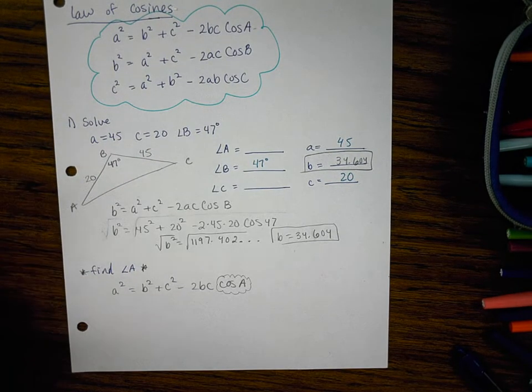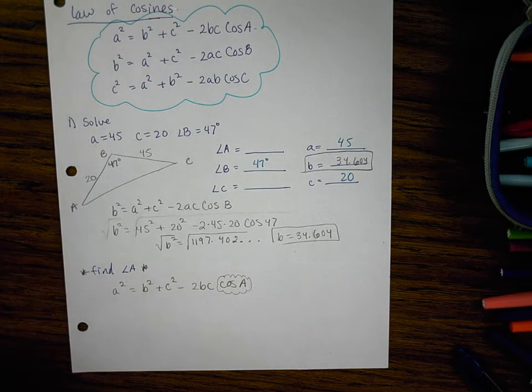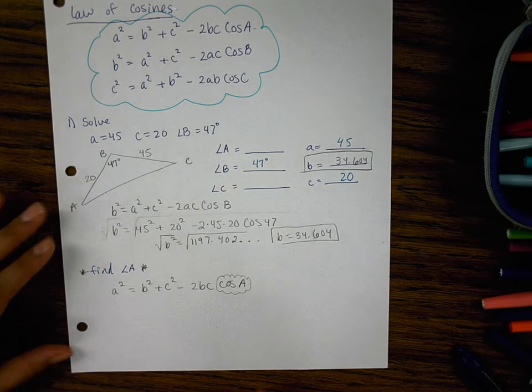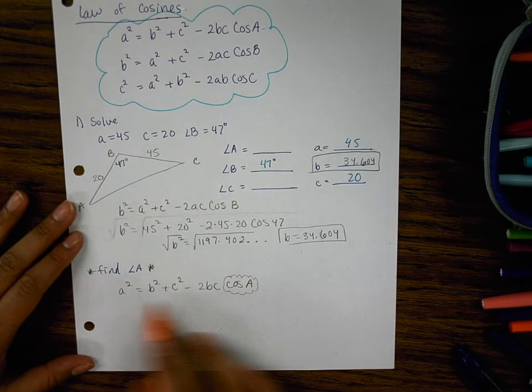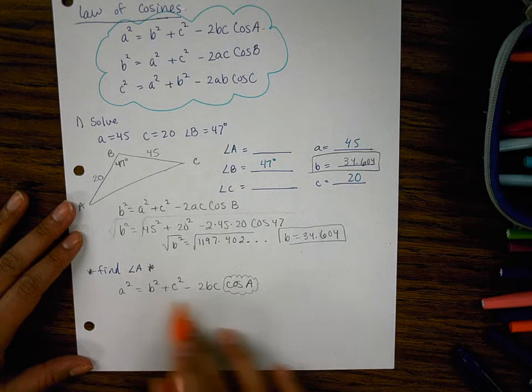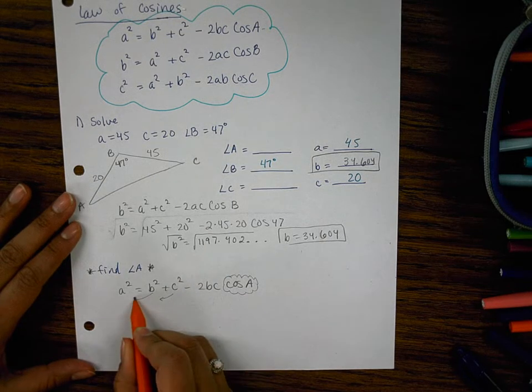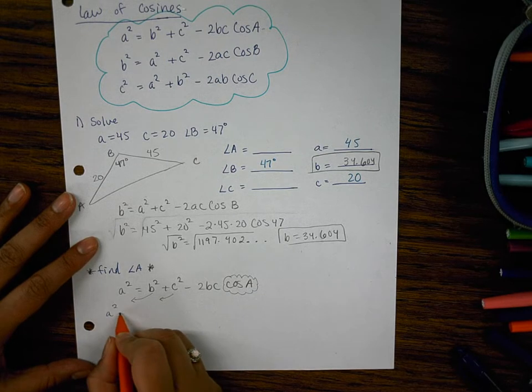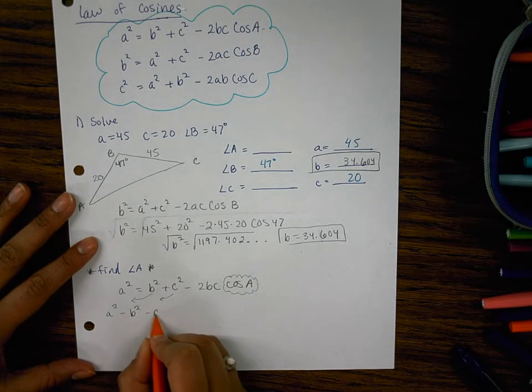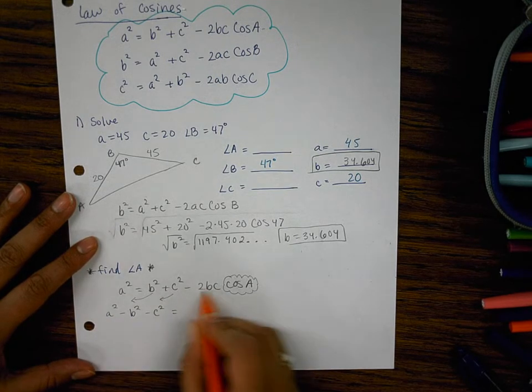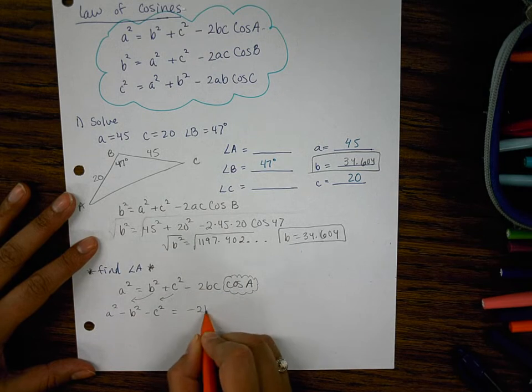And I'm going to try to isolate cosine of angle A. Why? Because I want to get cosine of angle A by itself so I can use my inverse key. It is easier if you get it by itself first, before you plug everything in. You've learned how to solve with letters before. So I'm going to subtract this and that over to the other side: a squared take away b squared take away c squared.